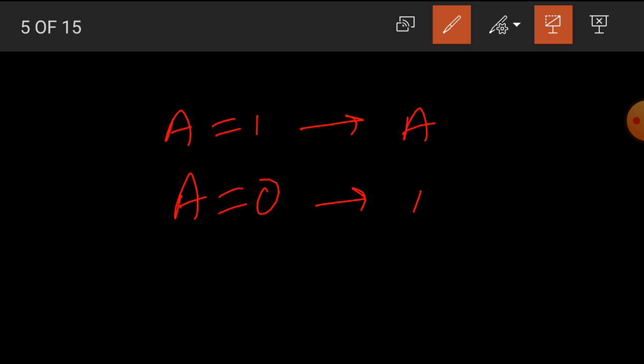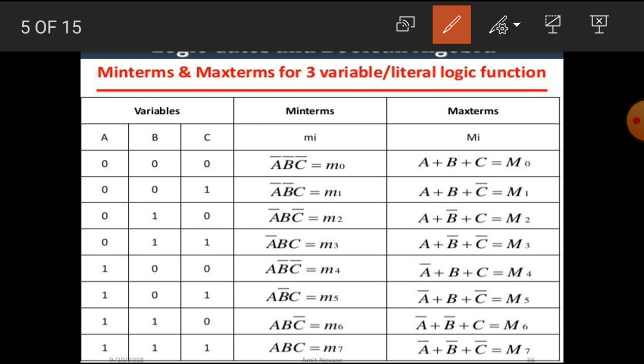That means if the literal has the value 1, then we can write it as it is. But if the literal has the value 0, then we write its bar, A bar. Okay, I hope you all understand how to write min terms. Now let's see how to write max terms.